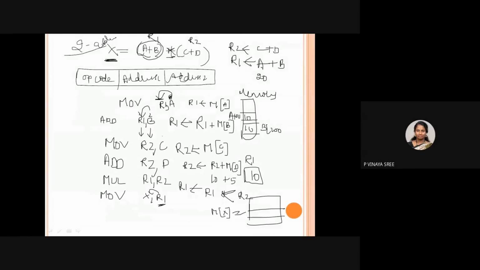So this is your two address instruction format. Whenever you are writing in two address instruction format, you should mention two addresses, so here it should be two. In two address instruction format, you will be using move, add like that. So next is the one address instruction format. This will be discussed.